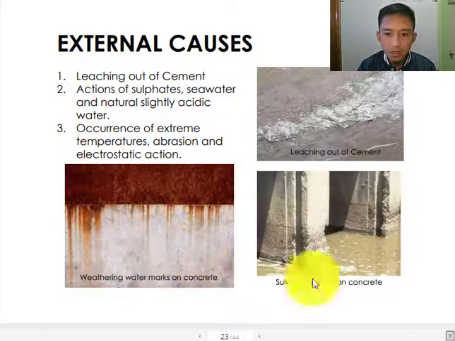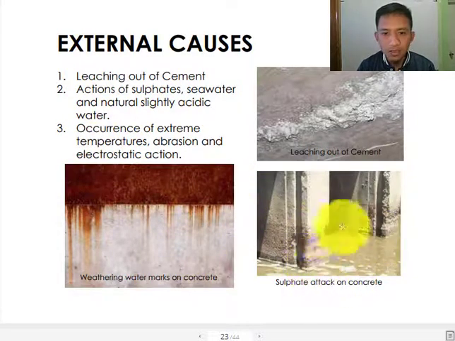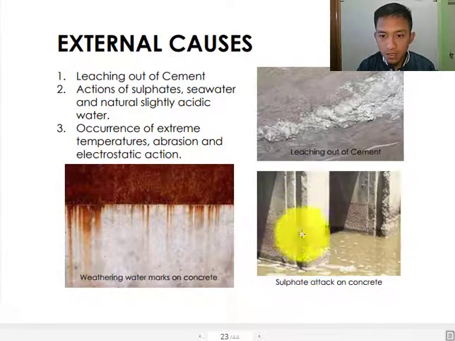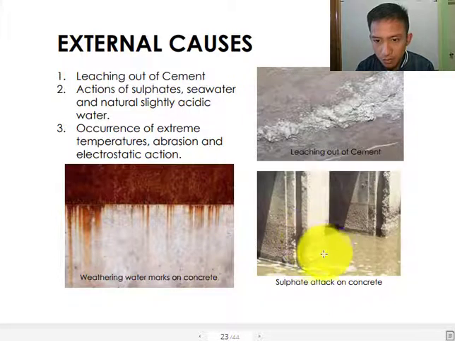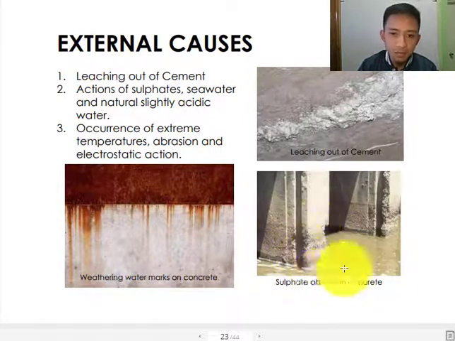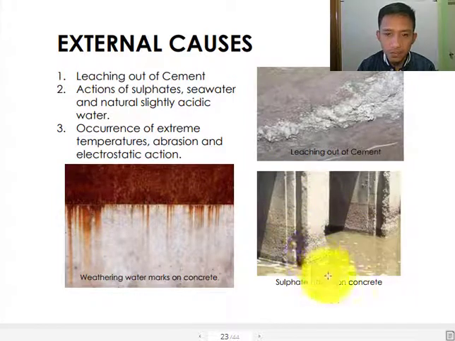Okay, so look at this. The content of the water affects the concrete itself, the hardened concrete. So look at that, it is now corroded because of this water, because of the water on the surface of the concrete.